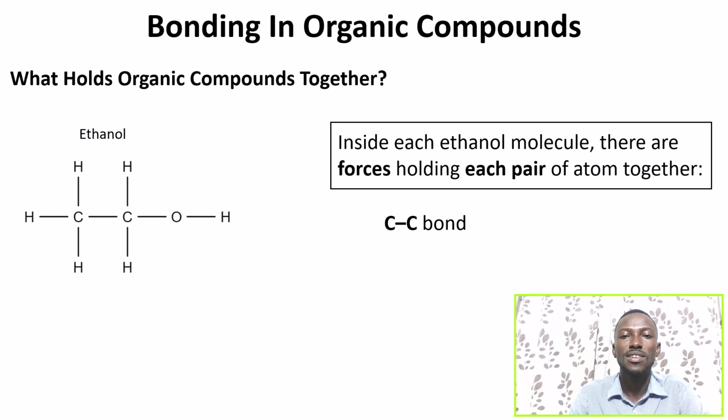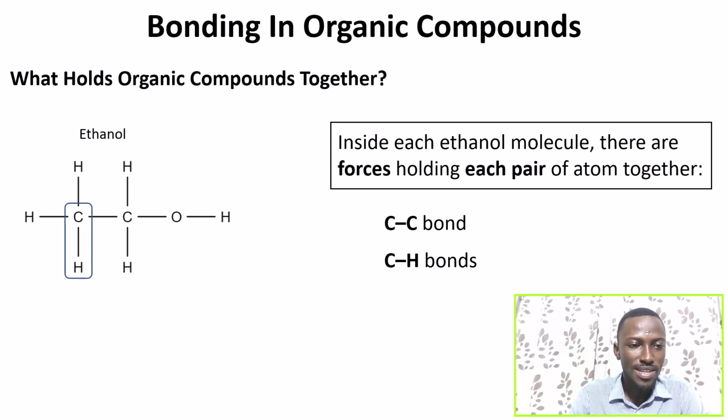It is the carbon-carbon bond. So that black line between the carbon-carbon bond represents the force or the bond between the carbon-carbon atoms. So we have a carbon-carbon bond out there. The next one, we have a carbon-hydrogen bond. How many carbon-hydrogen bonds do we have?